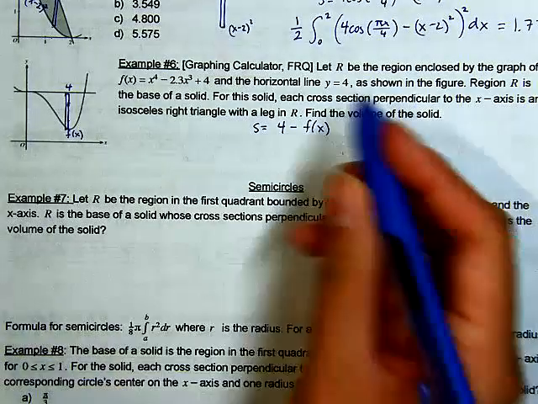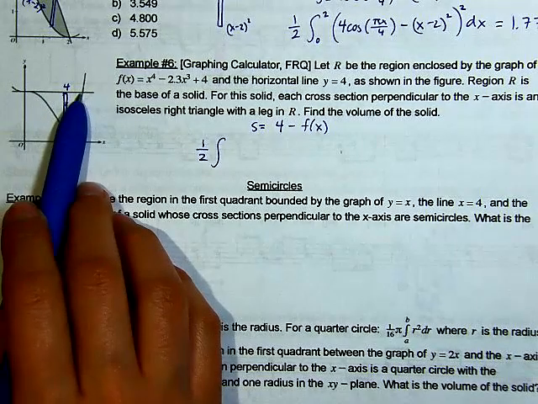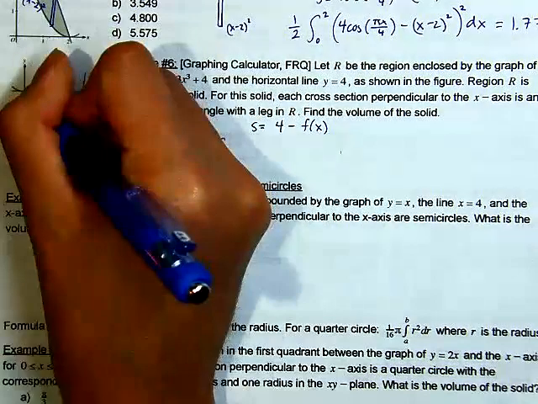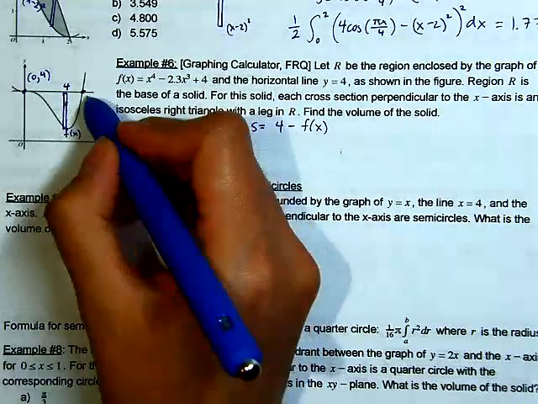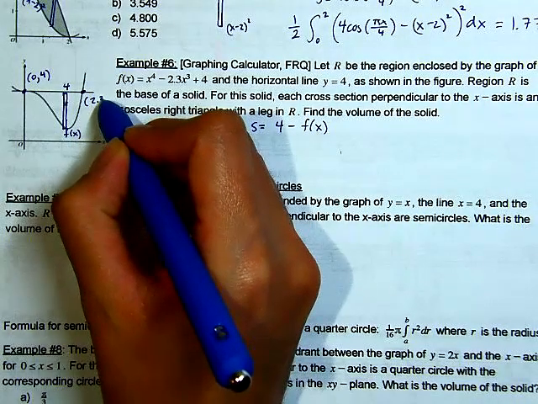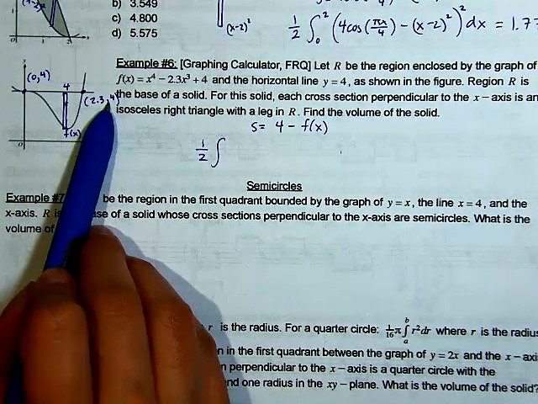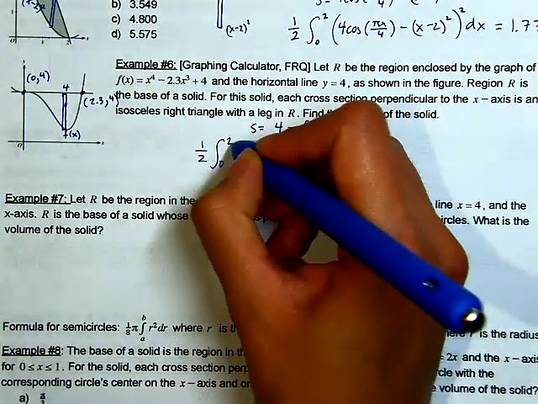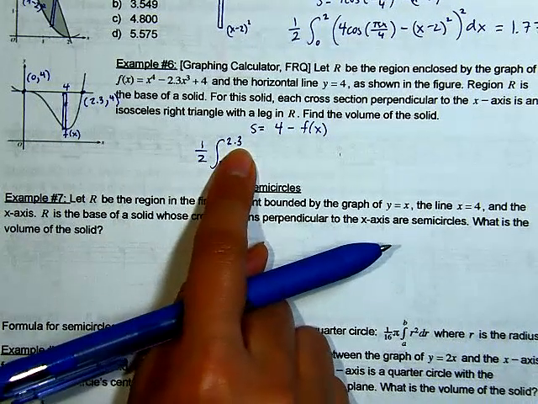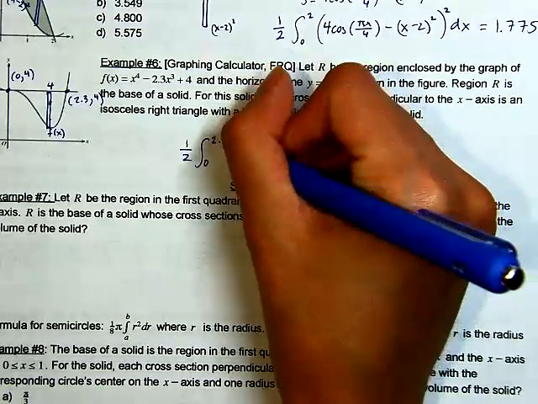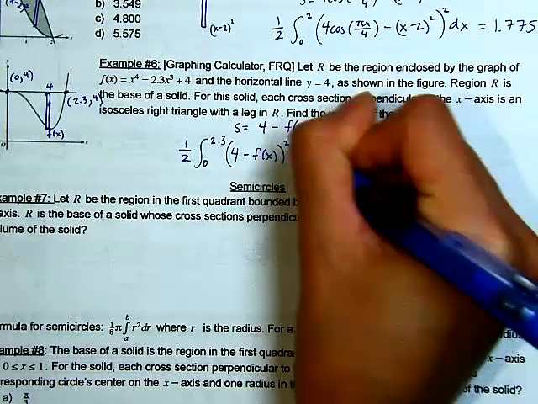So let's go ahead and use the formula. 1/2. Here, we don't know the intersection points. Well, I suppose we know this one. But to get this other one, you would go ahead and plug into your graphing calculator. You should get 2.34. So we're going from 0 up to 2.3. Remember, we're doing everything in terms of x because it's perpendicular to the x-axis. So that's why it's 2.3. And again, I'm going to take s. So it's 4 minus f of x. And I'm going to square it, dx.